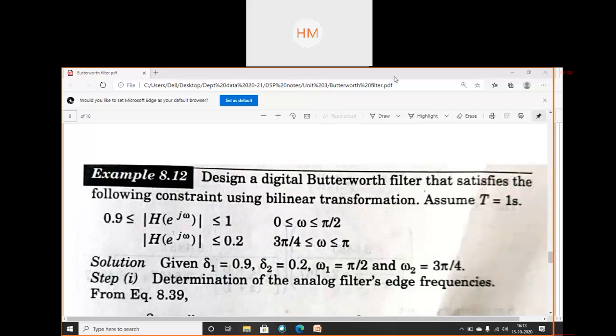So students, what is the formula for ohm 1 and ohm 2? Please reply in the chat box. What is the formula for ohm 1, ohm 2? Check your BT transformation technique. There you will come to know.